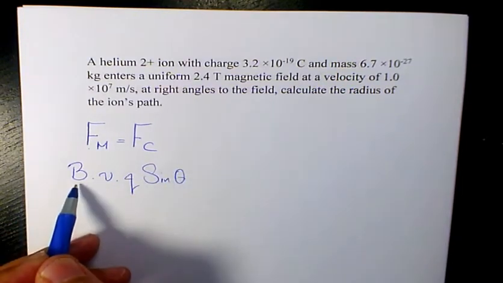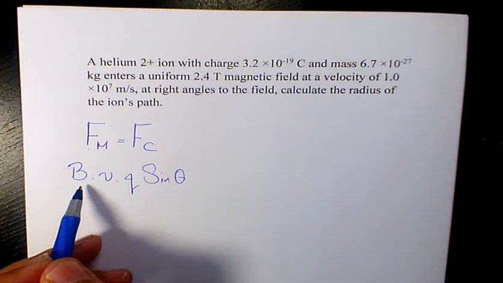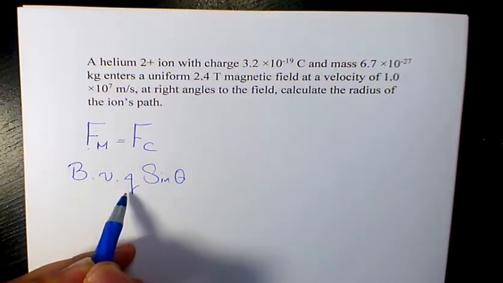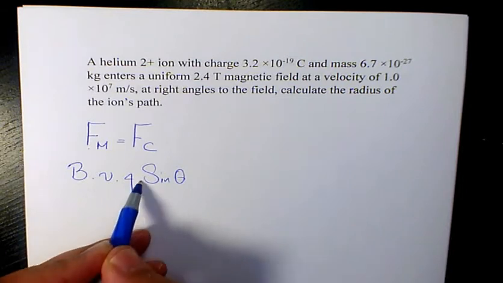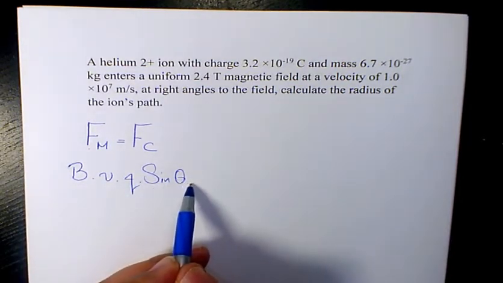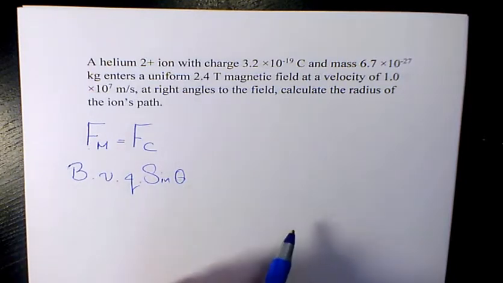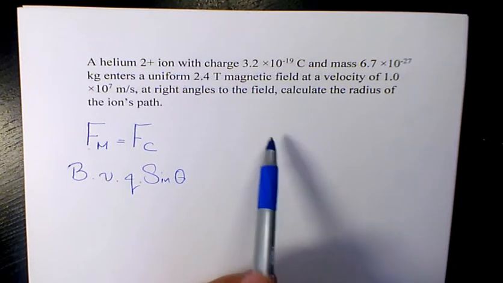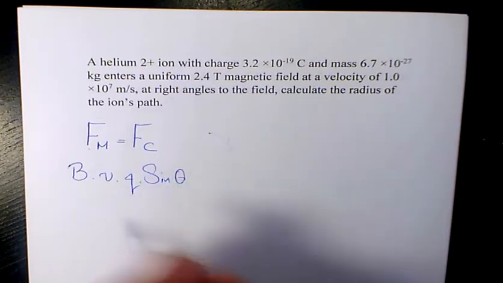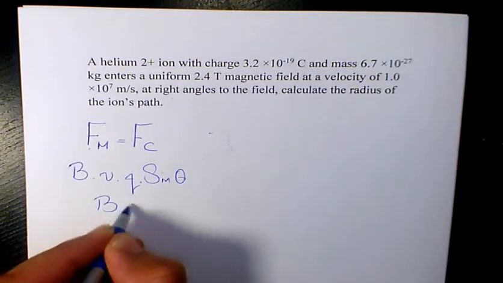B is the magnetic field strength in terms of Tesla. V is velocity in terms of meters per second. Q is charge in terms of coulomb. Sine theta, theta is the angle between velocity and magnetic field direction. In this case it says perpendicular or right angle, so it means that that's 90. So we can simplify to BVQ.